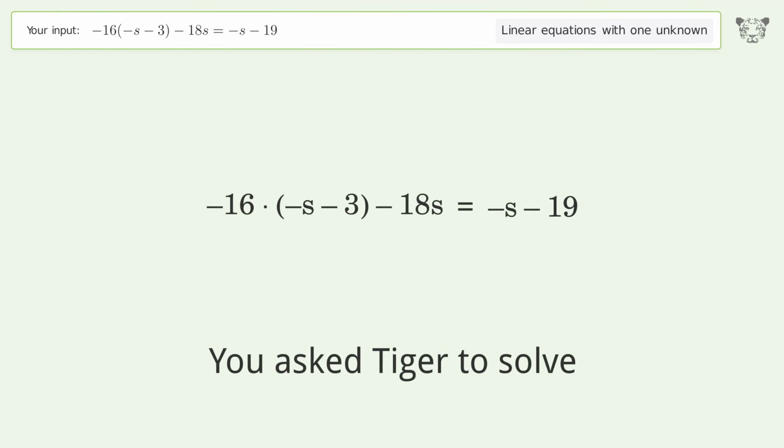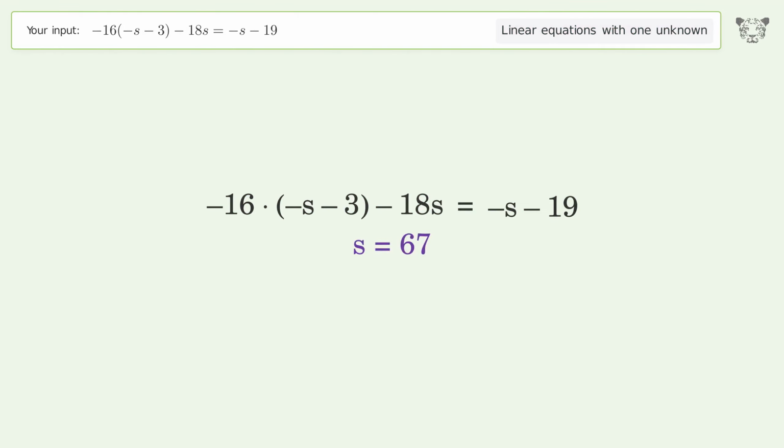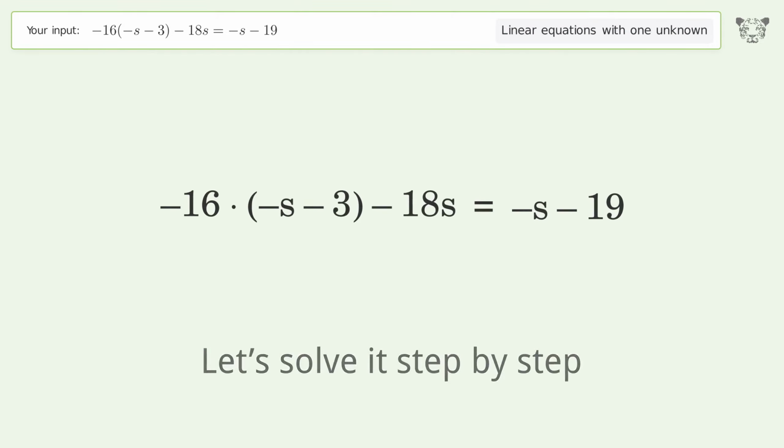You ask Tiger to solve. This deals with linear equations with one unknown. The final result is s equals 67. Let's solve it step by step.